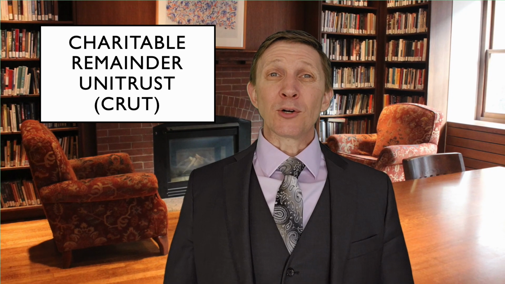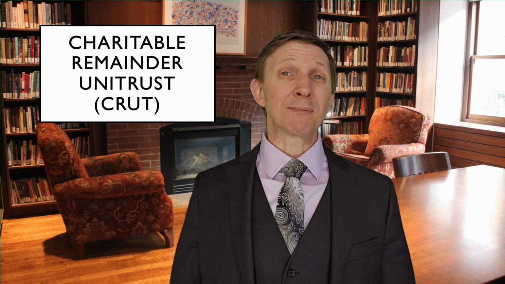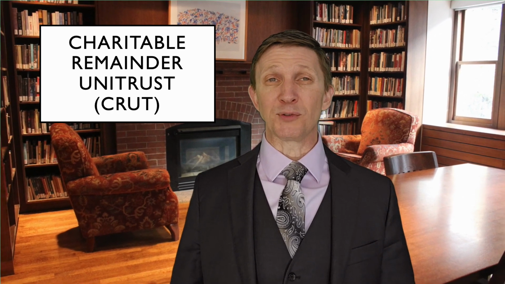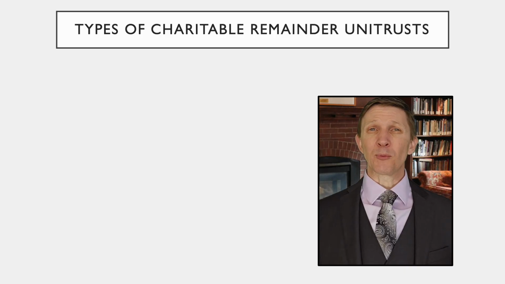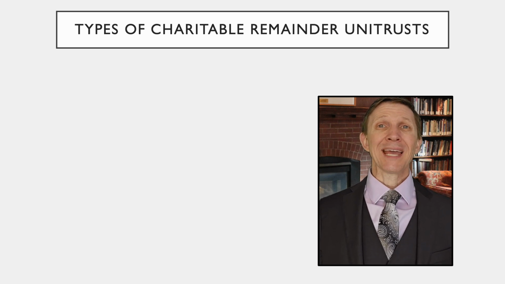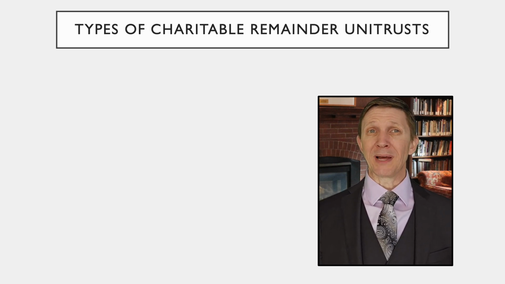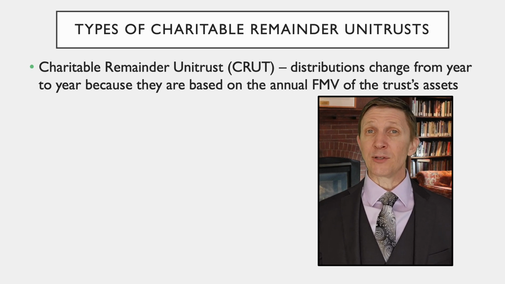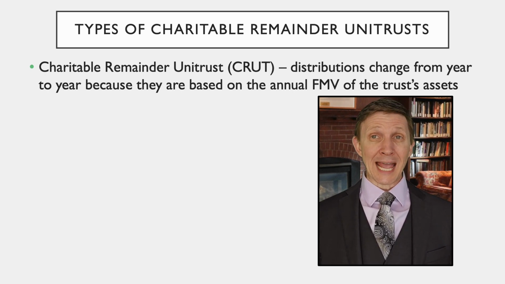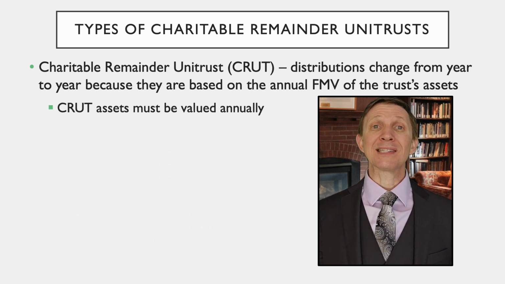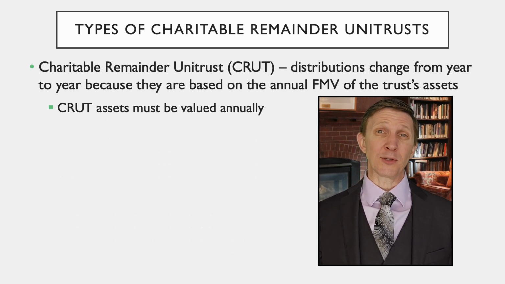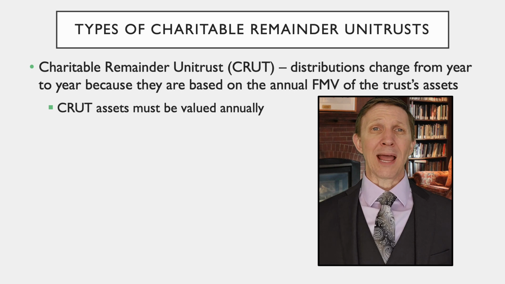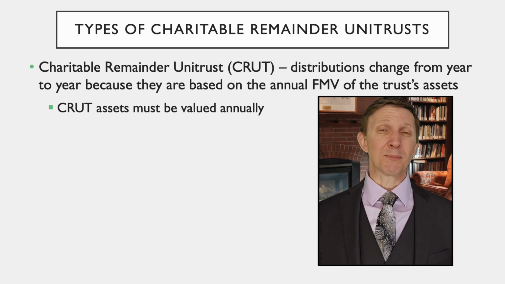A charitable remainder unitrust, or CRUT, is more flexible in part because it comes in several different variations. The charitable remainder unitrust, or CRUT, pays a variable amount to the non-charitable beneficiaries each year, which is a percentage of the net fair market value of the CRUT as valued annually. Yes, this means that the assets in the CRUT must be valued each year. This can be costly for assets that are difficult to value, including business interests.